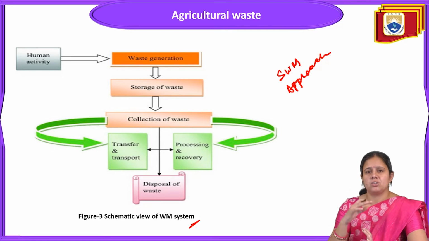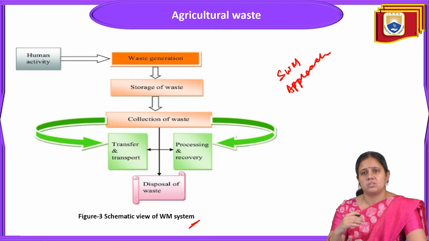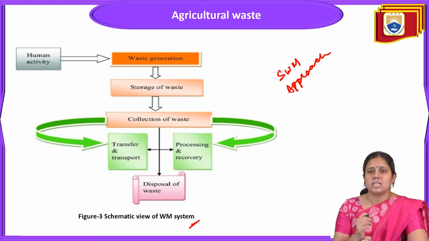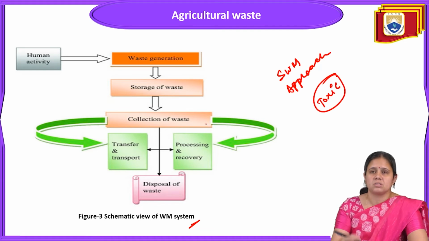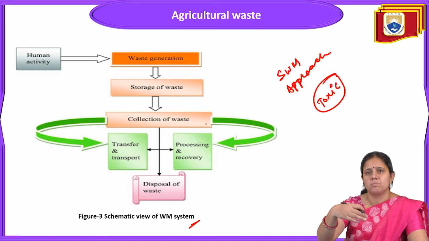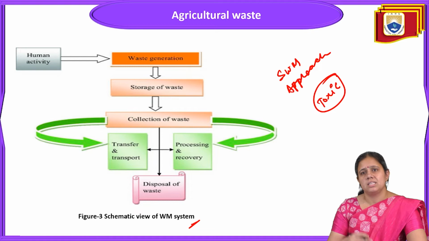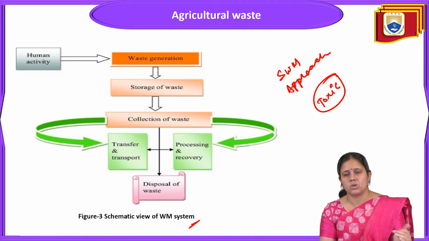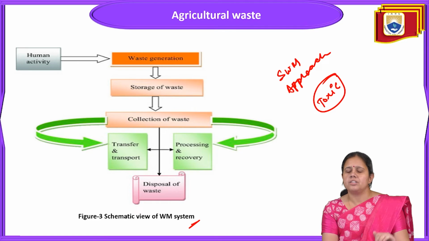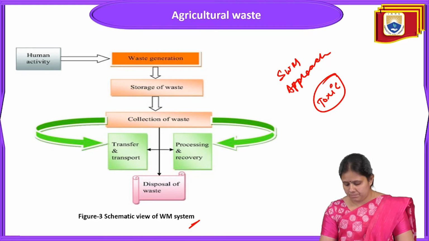Either we classify it on the basis of its origin or on the basis of its toxic level. It is better to classify it on the basis of its toxic level. Then only waste management practices should proceed through this process. So generation, then storage of waste in a particular place, then collection and transportation, then processing and recovery. It should be recycled, or processed to generate manure or electricity. Then the final point is the disposal of this solid waste.